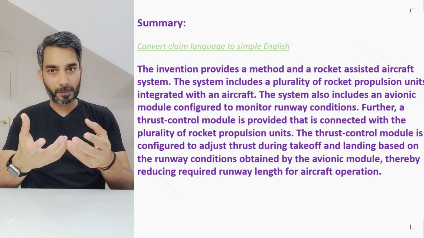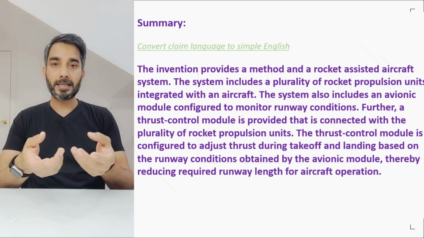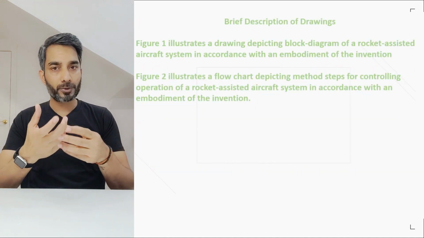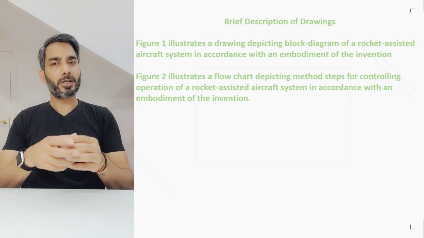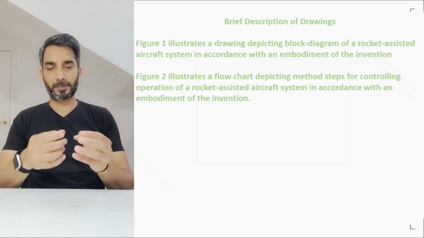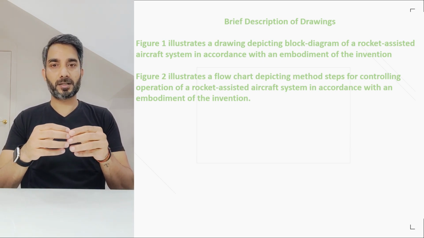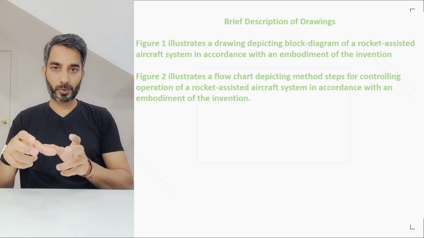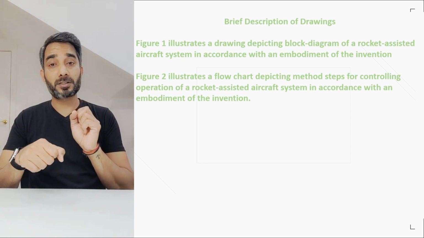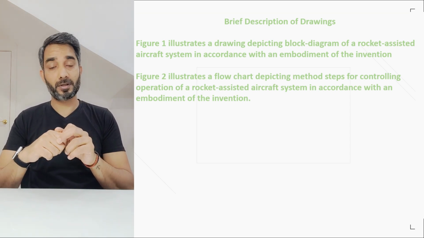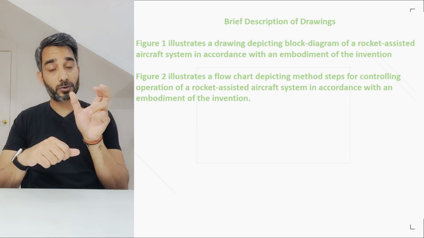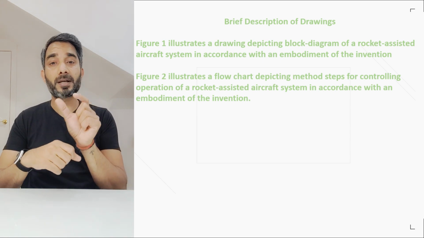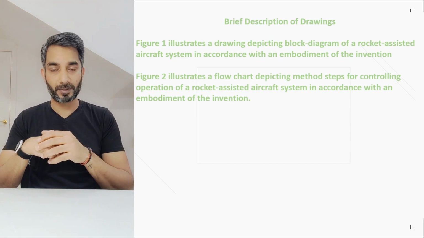Now, if you were able to come up with few drawings for your invention, then in the next section you will talk about brief description of the drawings. How do you do? This is one of the format. You just provide some information of the drawings also. So figure 1 illustrates a drawing depicting a block diagram of a system for doing something in accordance with an embodiment of an invention. Now we end this with this particular disclaimer because we don't want our invention to be limited to this particular drawing that we have given.